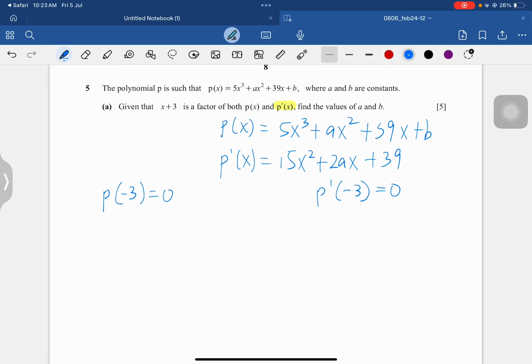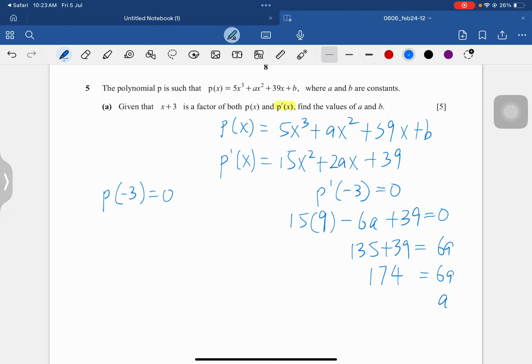Okay, we sub into the p prime x first. So 15 times minus 3 squared, which is 9. x is minus 3, so minus 6a plus 39 equals 0. Throw the 6a to the other side. 15 times 9, which is 135, plus 39. So 6a is going to be 174. a is going to be 174 divided by 6.